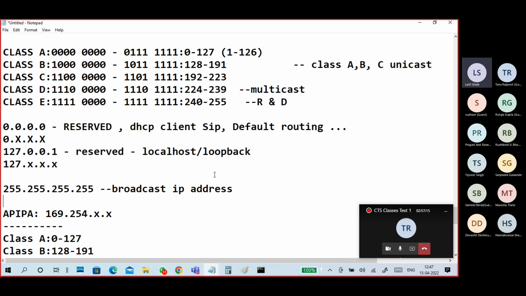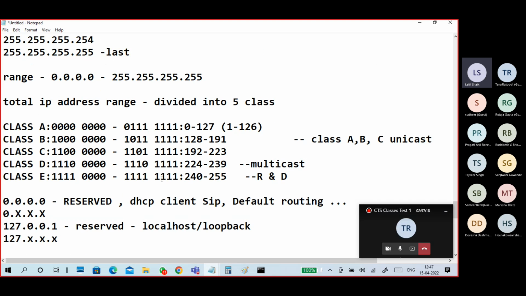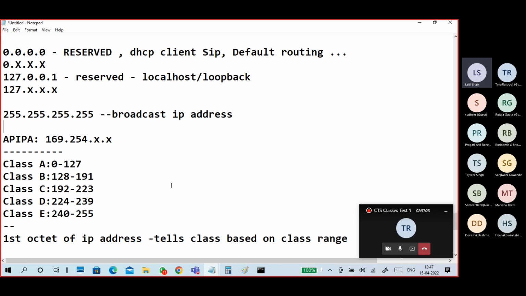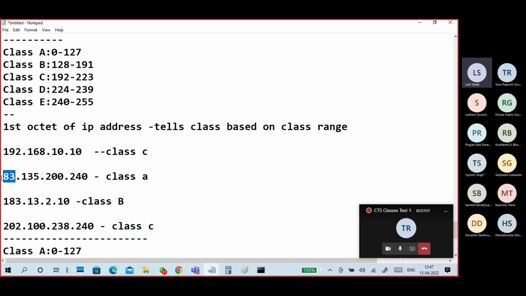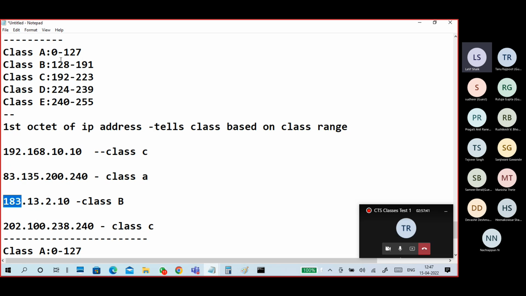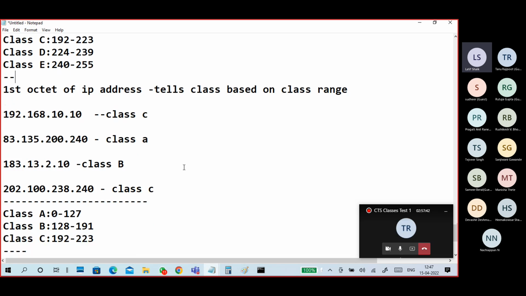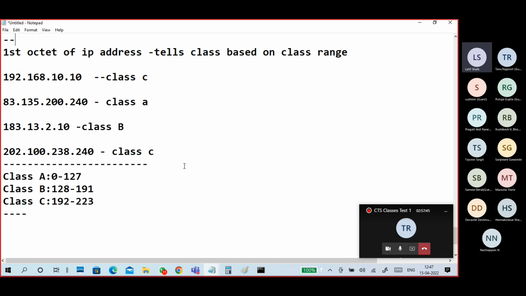To manage IP addresses efficiently, we divide them into classes, using the first octet of the IP address. The first octet tells the class based on the class ranges. Look at the first octet of the IP address and you can tell which class it is. So this is about the first part of IP addresses. Second, I will explain network portion, host portion, and subnet mask, and then we'll finish.